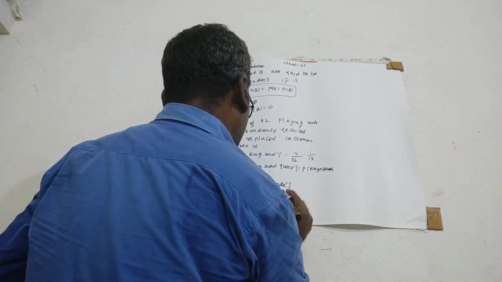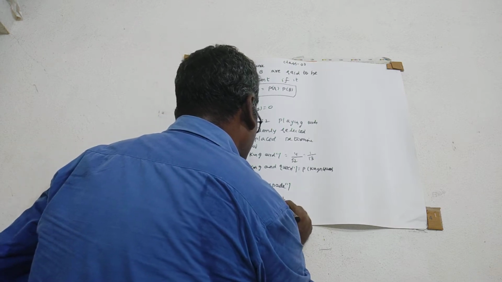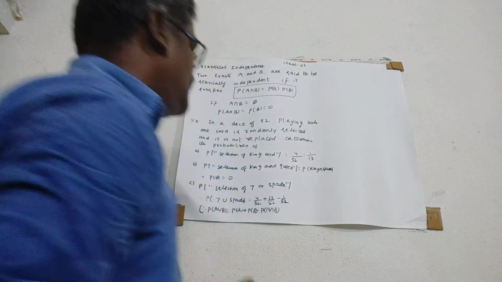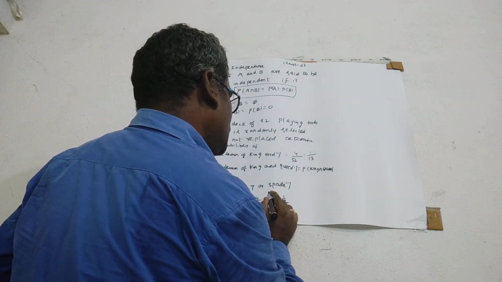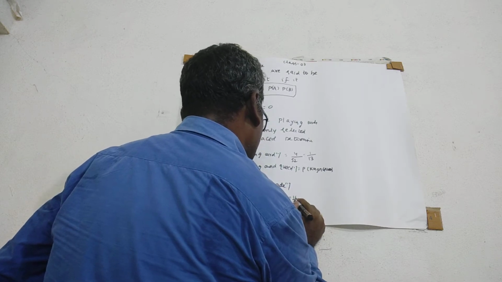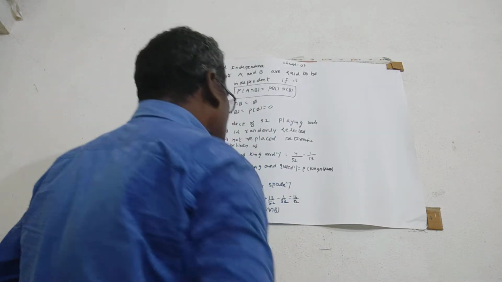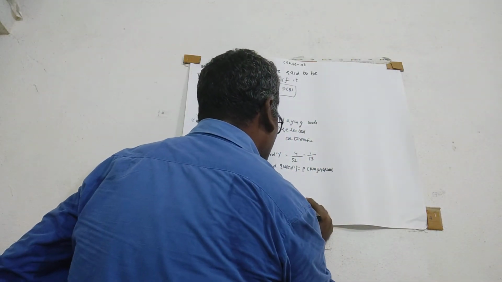The correction required here: the last term is 1 by 52, not 13. 1 by 52. Then 4 plus 13 is 17, minus 1 is 16. It is 16 by 52. After simplification, what do we get here? 4 by 13.